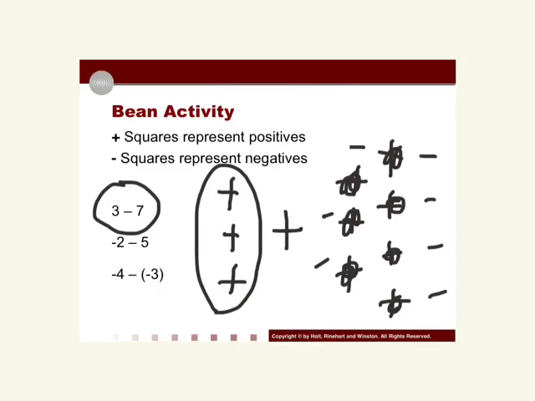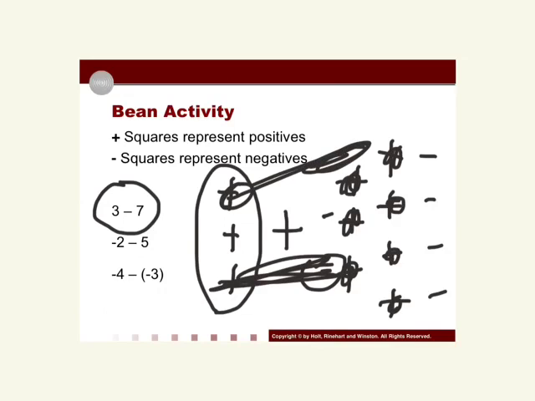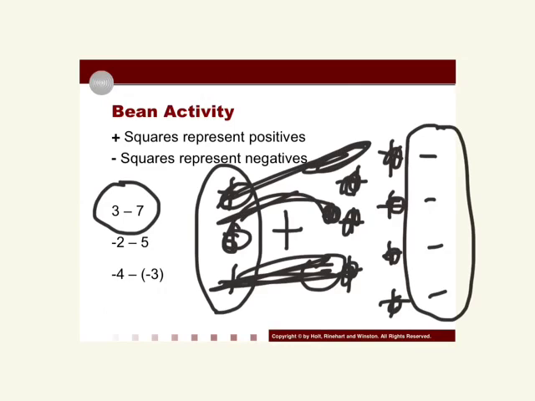Well, the thing with the beans though, we're going to look for neutral pairs. So I'm going to connect opposites attract. So this negative connects to that and goes to 0. This positive goes to that one and makes that go to 0. This positive attracts to that one and goes to 0. So then I'm left with just those 4 negatives. So my answer to this would be a negative 4.